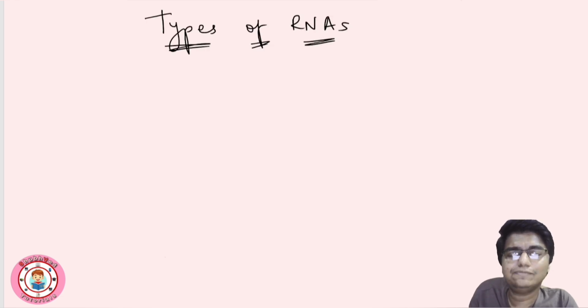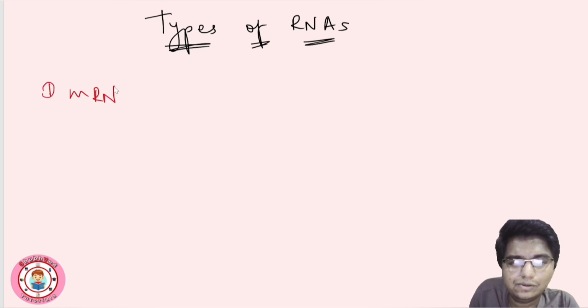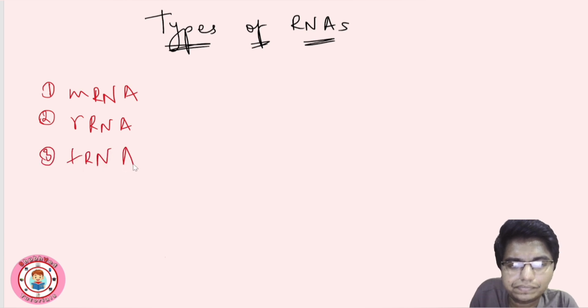So first of all, types of RNA. As we saw in the basics, three important types. Okay, means three types are there of RNA: mRNA, rRNA, and tRNA. Okay, it is very important. See, the order has to be remembered.